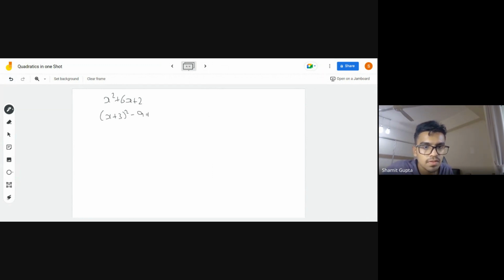Minus 9 plus 2, so minus 7. This is f(x). You can easily find the inverse from this now. Okay, with this you couldn't have found the inverse.